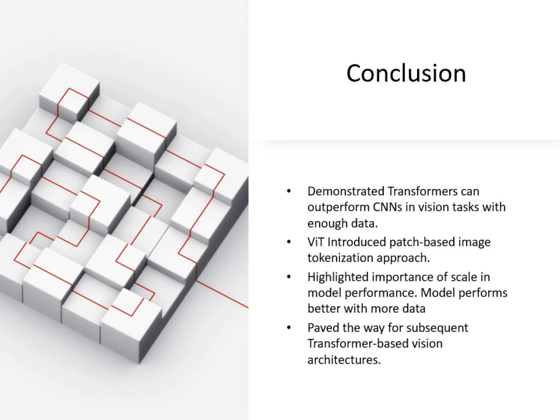So in conclusion, this paper demonstrated that transformers can outperform CNNs in vision tasks with enough data. The Vision Transformer introduced a patch-based image tokenization approach, and it also highlighted the importance of scale in model performance. That's for models to perform very well, you just need a lot of data and then you can fine-tune on a specific task. And this paved the way for subsequent transformer-based vision architectures.